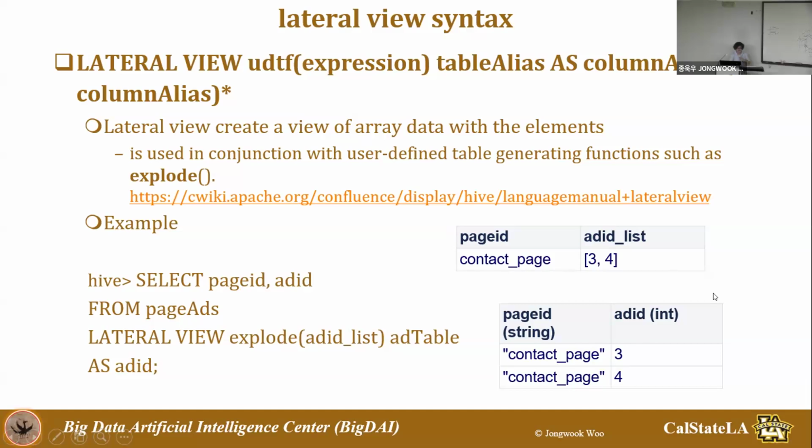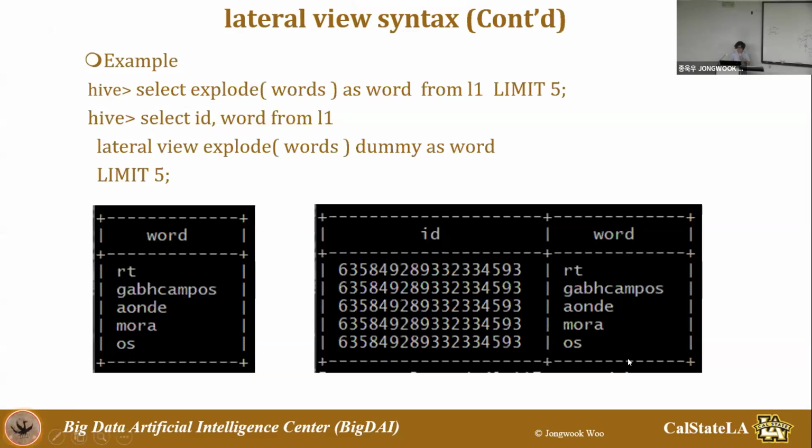Okay. Does it make sense? You see what I mean? Okay. So exploding is just to explode the array elements, right? But there is no way to keep another column's name. But using lateral view, you can keep another column's name that comes with the array element. Okay. So this is a very important function that you can use.